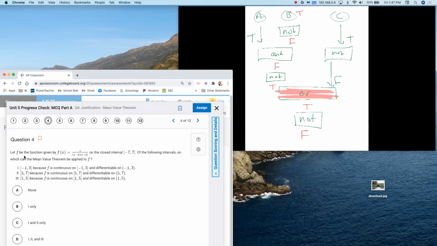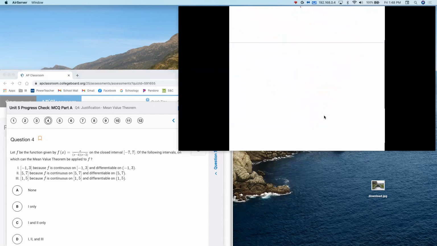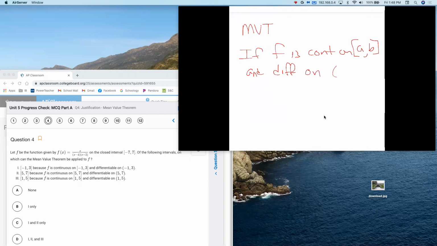So the question is, let f be this function given on this closed interval. Which of the following intervals can the mean value theorem be applied on? So the question is, when can the mean value theorem be applied? Well, you have to go back to your mean value theorem notes, really. What you'll see is that for the mean value theorem, it says if f is continuous on [a, b] and differentiable on (a, b). So continuous on the closed interval, differentiable on the open interval. Okay.